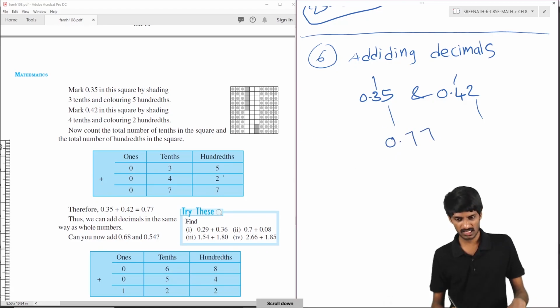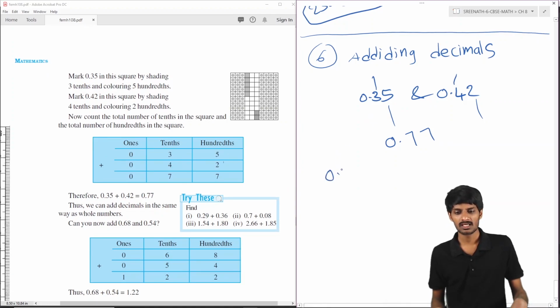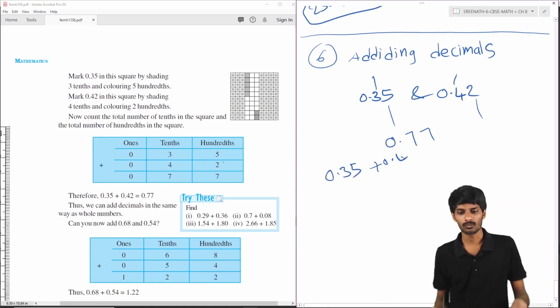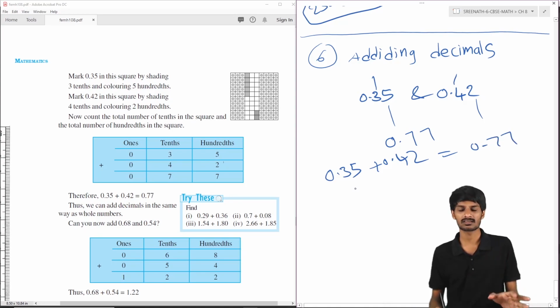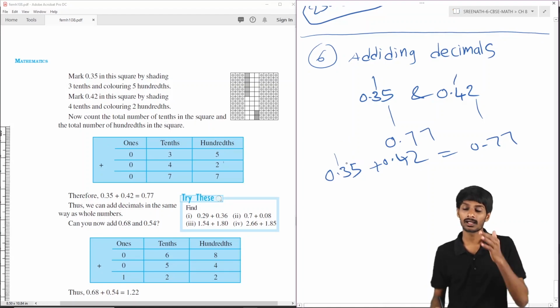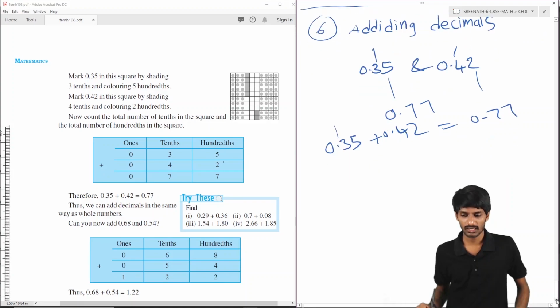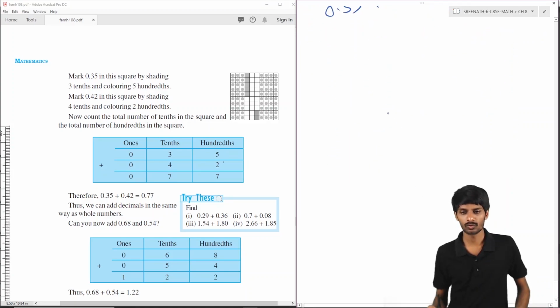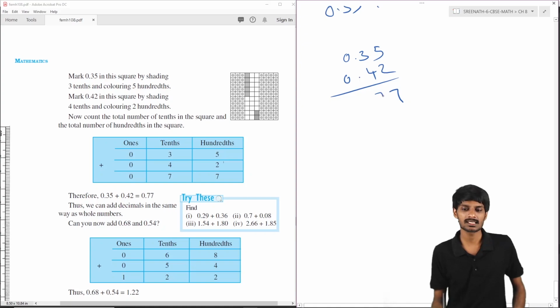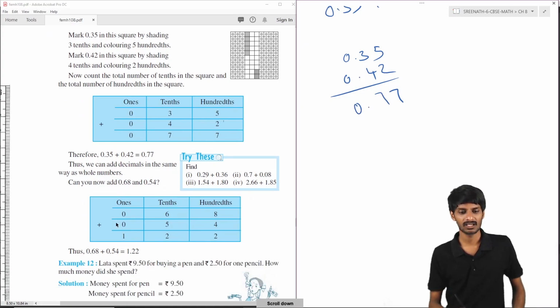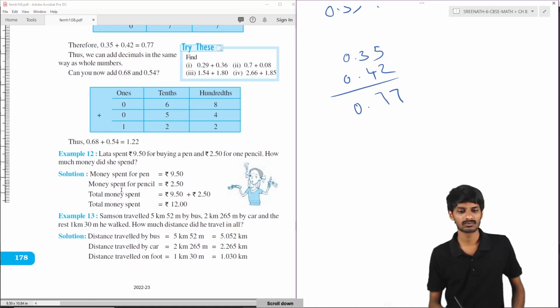So you don't think it is so difficult. 0.35 plus 0.42 is equal to 0.77. You just have to add the corresponding places. Add the corresponding 1/10ths, add the corresponding 100ths, like that. If you want, I will show you more. Suppose it is 0.35 and 0.42, just add the hundredths, that is 5 plus 2, 7, and then the tenths, 0.77, like that. In the same way you can do this also.